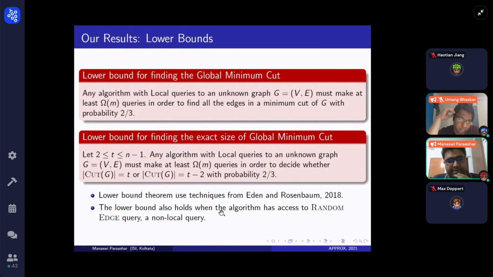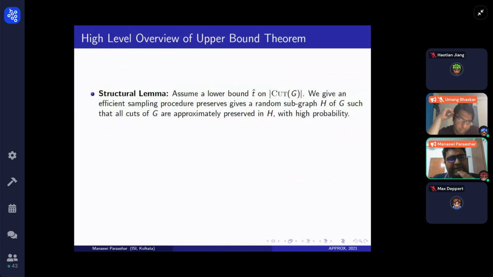Well, so these are our results, and let me just give a very high level proof of our upper bound theorem. In our upper bound theorem, the first thing that we show is a structural lemma. Our structural lemma is that, okay, let us assume that we know a lower bound, t hat, on the size of the minimum cut of the graph.